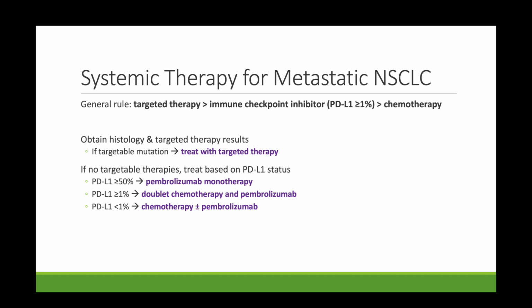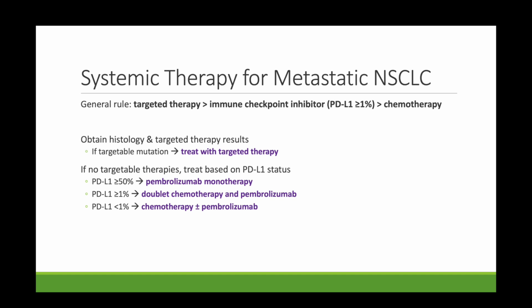So the general rule that we've sort of already mentioned is that whenever possible, targeted therapy should take precedence over immune checkpoint inhibitors, which should take precedence over chemotherapy. So we always want to obtain histology and the molecular results. And if these patients have a targetable mutation, then we treat them with whatever targeted therapy we can. If they don't have targeted therapies, we treat them based on PD-L1 status. If the PD-L1 is greater than or equal to 50%, as we mentioned, they are amenable for pembrolizumab monotherapy.